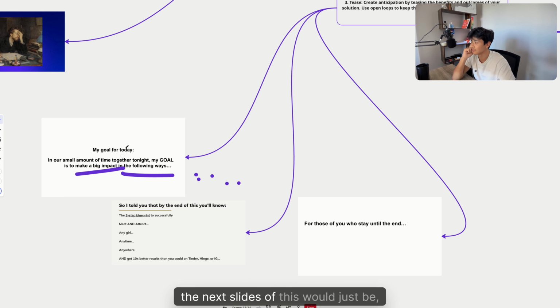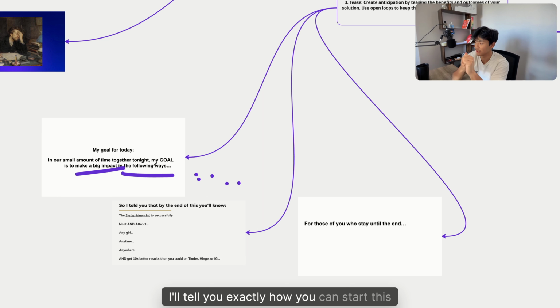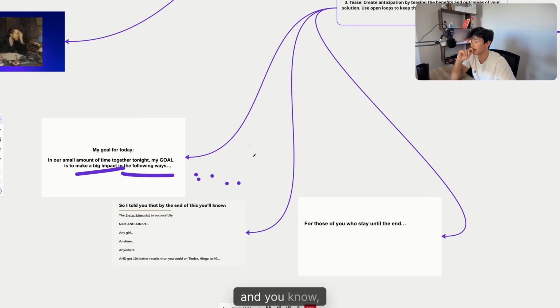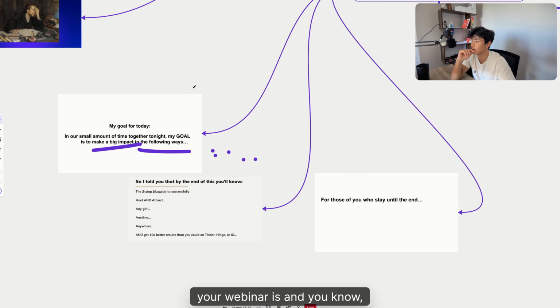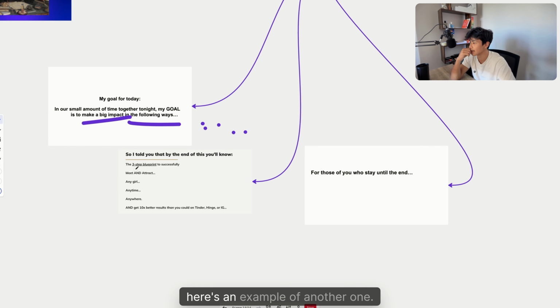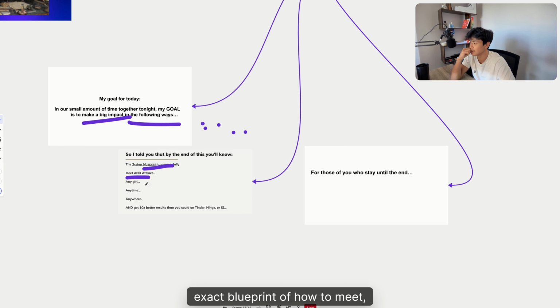So the next slides of this would just be I'll tell you exactly how you can start this model, why this model is the best, and just get them excited for whatever the body of your webinar is, and most importantly, what the outcomes are gonna be once they achieve, and yeah, how they will change after tonight. Here's an example of another one. So I told you that by the end of this, you'll know exact blueprint of how to meet, attract any girl anytime anywhere.